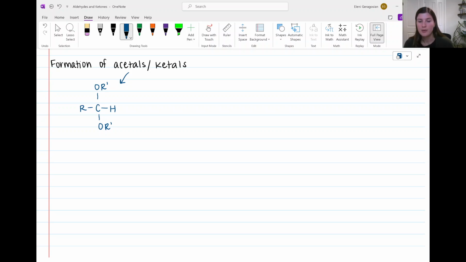So the difference between a hemiacetal and an acetal is that one of the groups is now an OR group, an alkoxy group, as opposed to an alcohol group. And then a ketal is just about the same, except that carbon is bonded to two R groups. Remember, these originate from a ketone. Acetals originate from an aldehyde. And then that carbon is bonded to two OR groups.